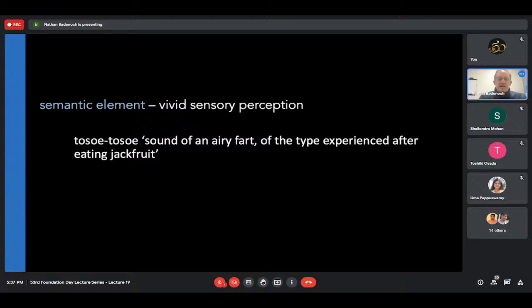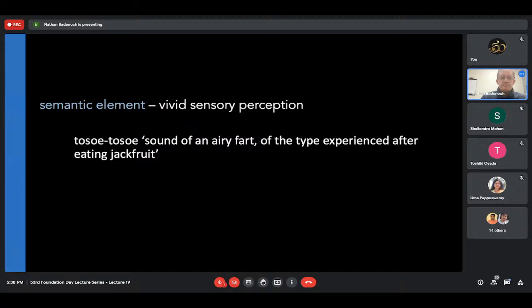There's a semantic element, the vivid sensory perception. We've already seen a few of those, but let me throw another one here to look at. For example, the expressive tosoe tosoe, which is the sound of an airy fart of the type experienced after eating jackfruit. I understand that this word can only be used after eating jackfruit. So, vivid and very specific elements of sensory perception in the semantic element of the expressives.